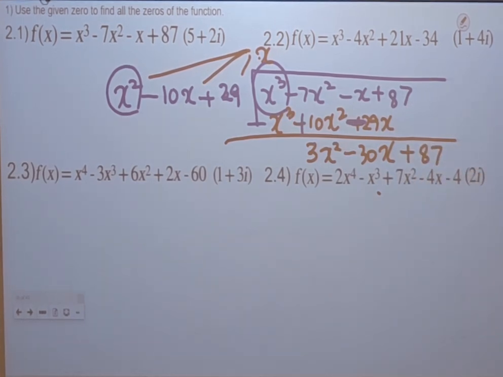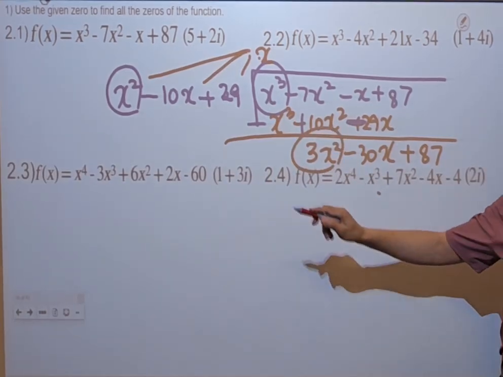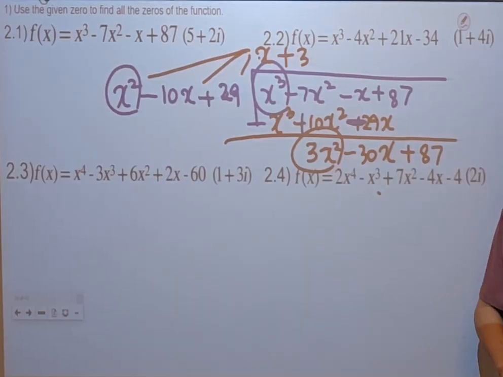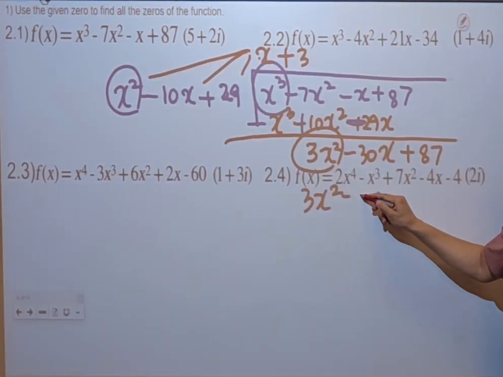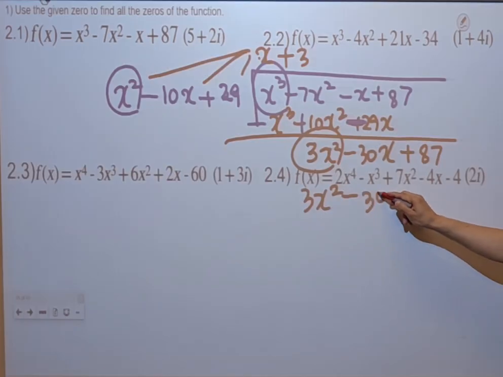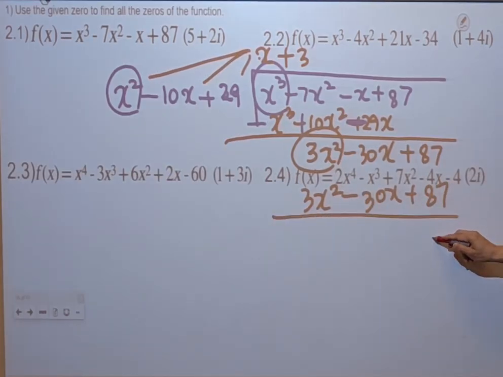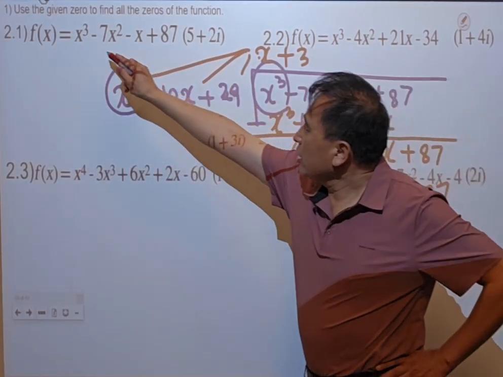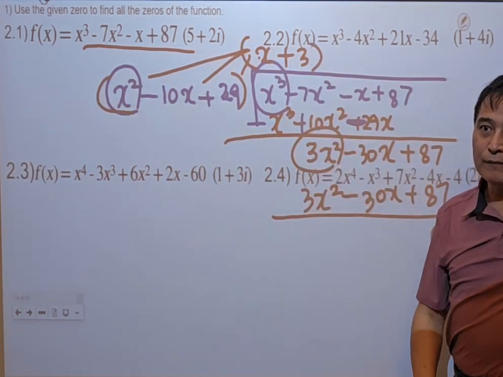Everybody got that? And now what? This 3x squared. To get 3x squared, x squared times 3 becomes 3x squared, right? 3x squared minus 30x plus 87. If we subtract, that's a 0. That means this is a factor. Everybody got that? So that means this one is this times x plus 3, right?